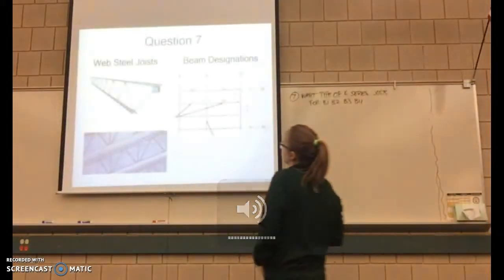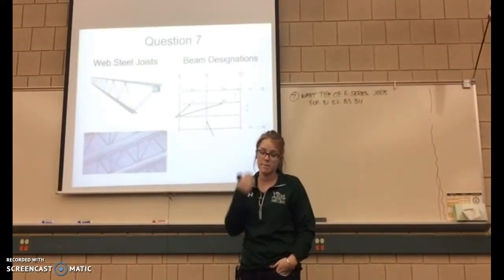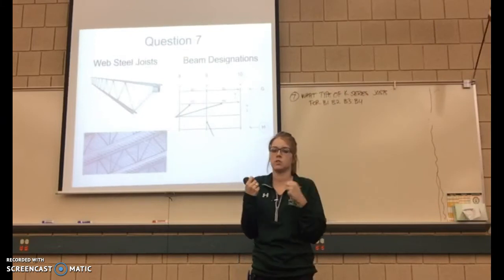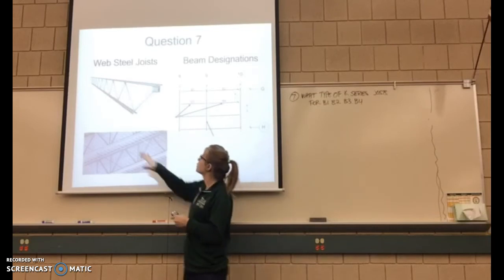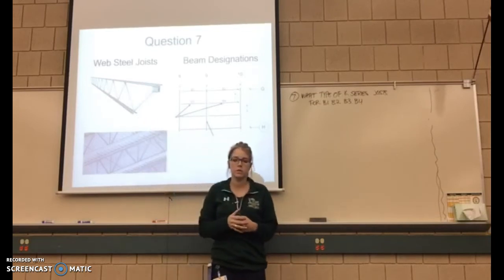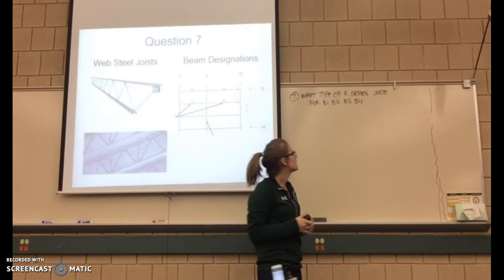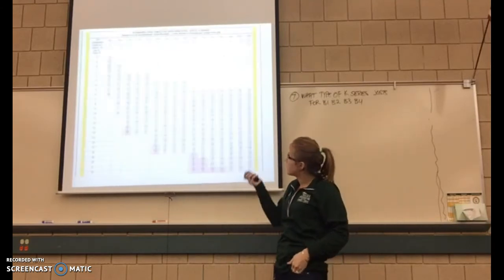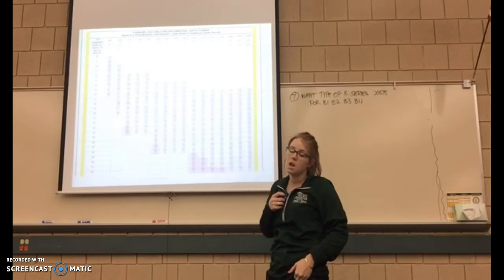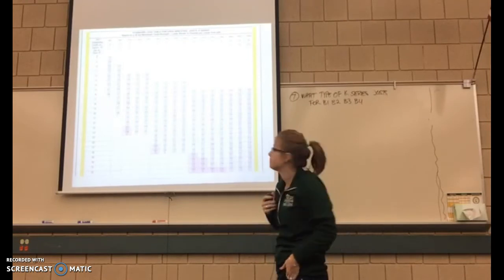For my final question, it's question 7. It's our final step. What we're trying to figure out is how big our structural supports need to be to support the load of our roof. So in this instance, we are going to use web steel joists, and it is asking us to specifically use the K-series joist, and that is the final page in your packet that shows the K-series table.